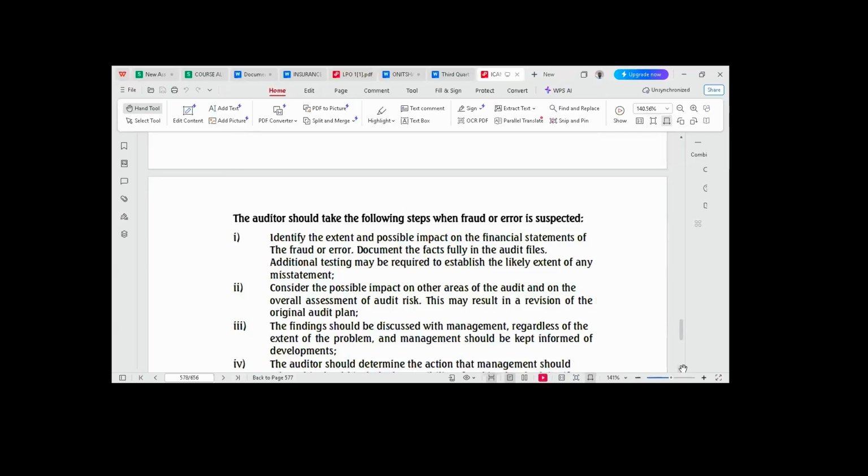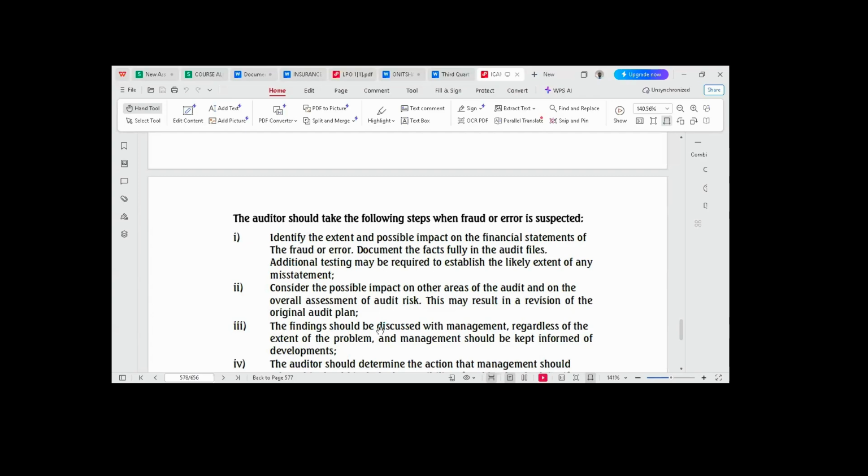Then these are the steps the auditor should take when he detects fraud. Identify the extent and possible impact on the financial statements of the fraud or error. Document the fact fully in the audit file. Additional testing may be required to establish the likely effect of any misstatement. Number two, consider the possible impact on other areas of the audit and on the overall assessment of the audit report. This may result in a revision of the original. That means we need to reevaluate his audit strategy and audit plan.